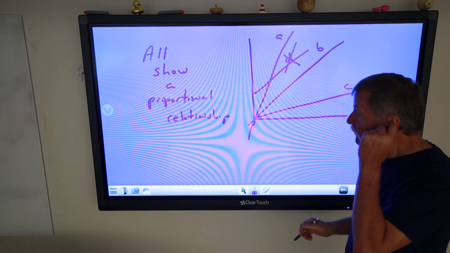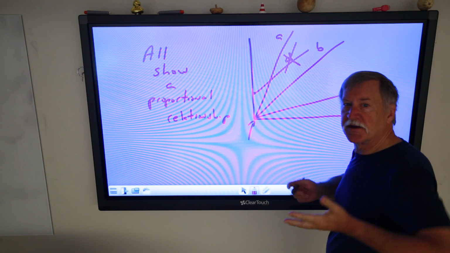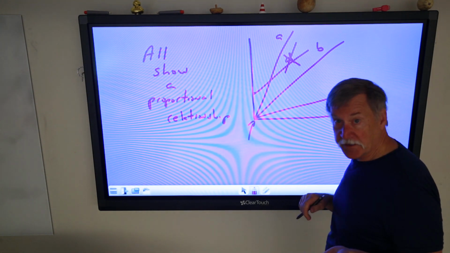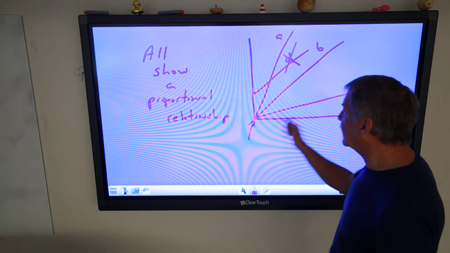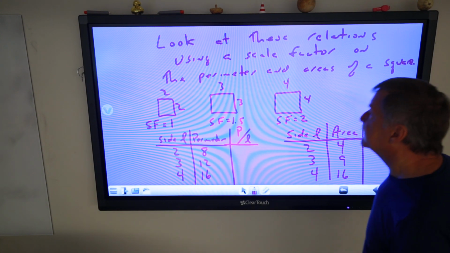So 3 things. They have to change by a constant rate. That constant rate can be found by dividing one by the other. And they must be linear and go through the origin. So take a look at these types of problems.